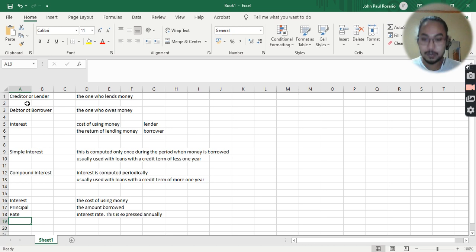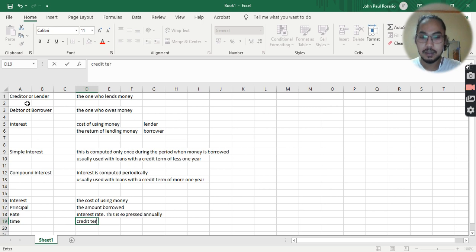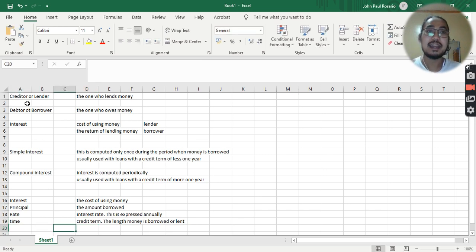And then, aside from that, we also have time. So, our time here is our credit term. Or, it is the length of time money is borrowed or lent. So, ang our time kay pwede siya like in terms of days, so pwede 90 days nga loan, so 90 days lang imuhang time. Pwede siya nga 1 year loan, so 1 year lang imuhang utang, 2 years loan, or like 6 months nga loan, so that's your time.